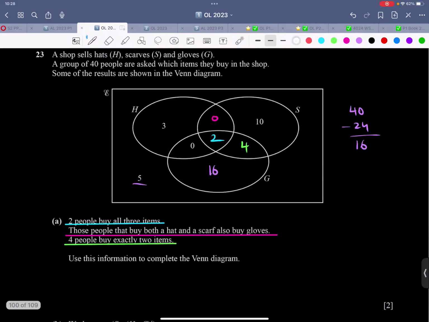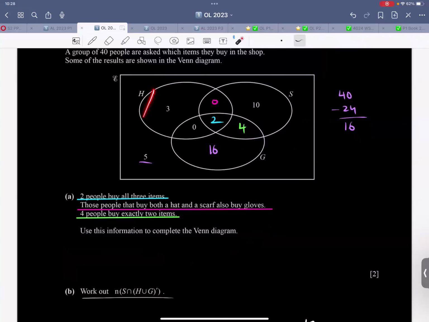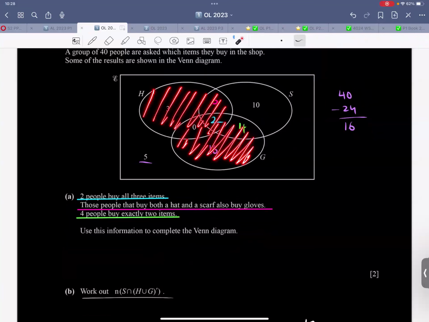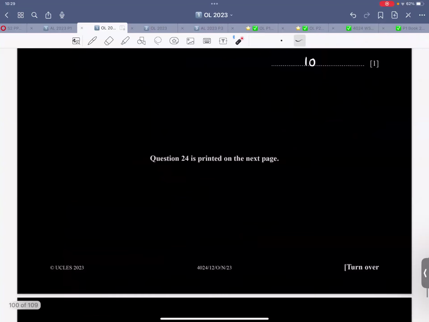Let me explain it once more. H union G. What is H union G? That is everything in H, everything in G. That is all this thing. But we are talking about complement. So that is this 10 and this 5. But it should be common with S. So common with S is only 10. That is why 10 is written over here.